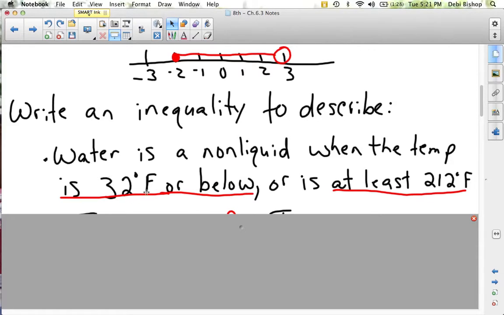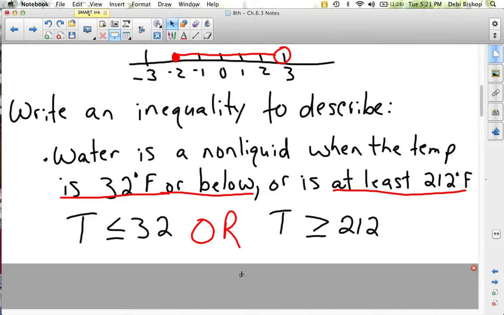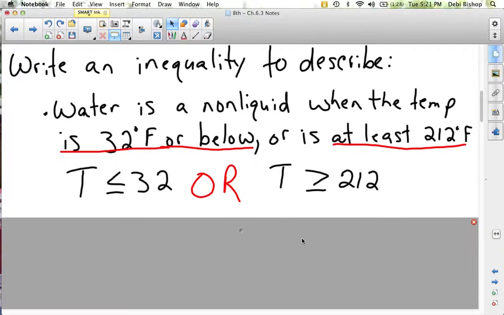So it is 32 or below. So that means it is less than or equal to 32 degrees Fahrenheit, and then at least 212 degrees Fahrenheit. So if I write these using symbols, my temperature is less than or equal to 32, or my temperature can be greater than or equal to 212. And again, this is when it's a non-liquid. So you know that it freezes at 32 degrees, so it's a solid, and then at 212, it becomes water vapor.